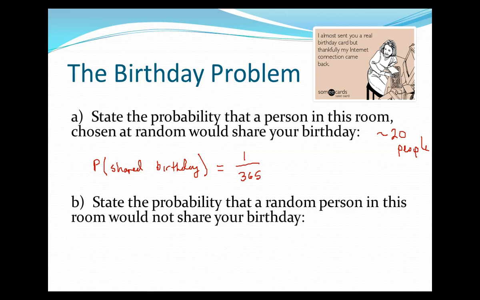It's actually sometimes easier to calculate, and you'll see this later for when you add more and more people, but the probability that a random person would not share your birthday would be, so I'll say that no shared birthday. So this is the complement of that first event. It would be 364 out of 365. And for the rest of this question, it'll actually be easier for us to think about the probability that nobody would share a birthday. So let me show you why.